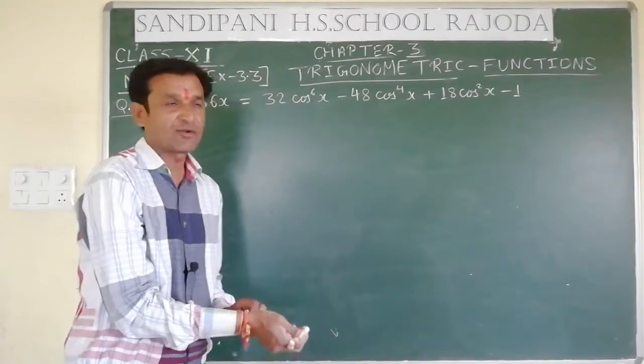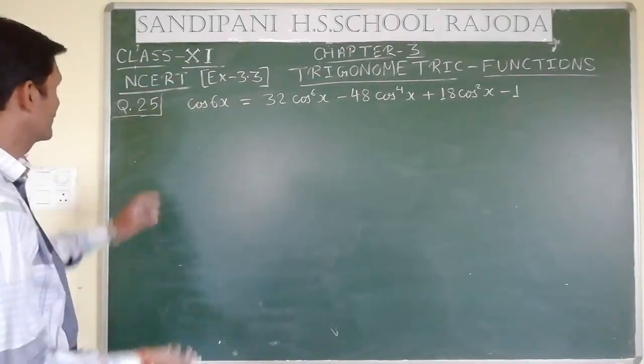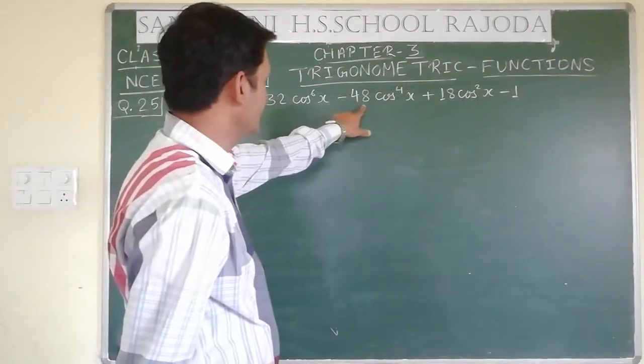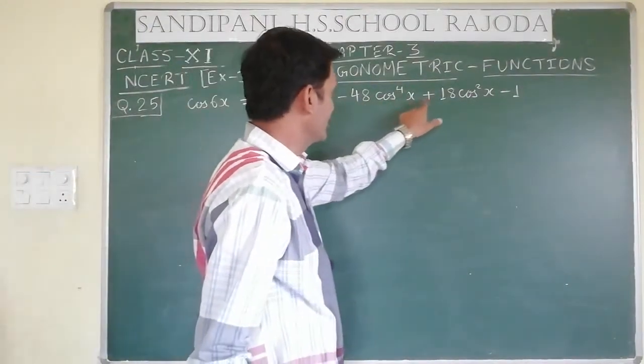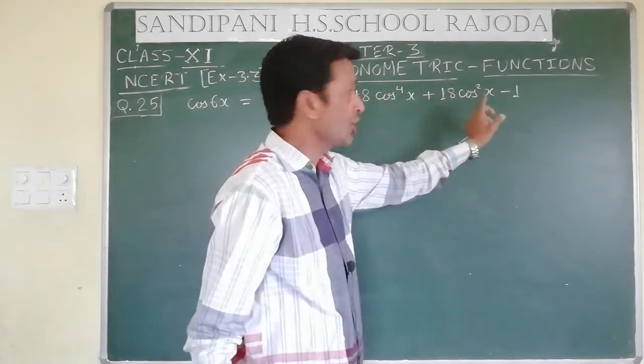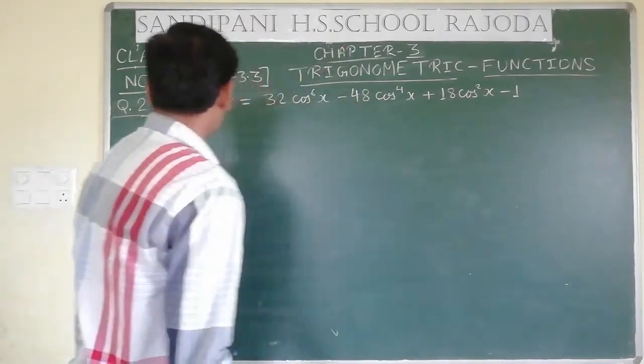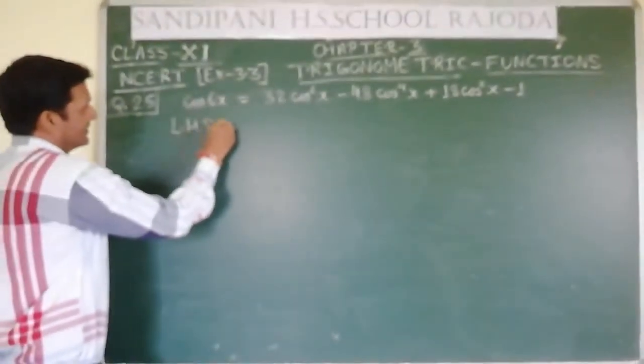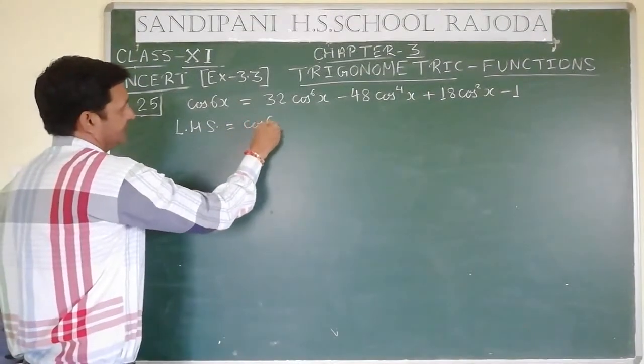Now see our next question. It is question number 25. Cos 6x is equal to 32 cos raised to the power 6 x minus 48 cos raised to the power 4 x plus 18 cos square x minus 1. So here we have to take LHS first of all. LHS is equal to cos 6x.